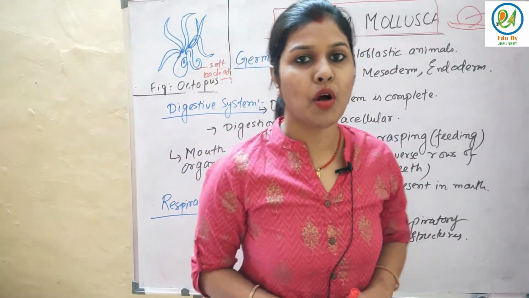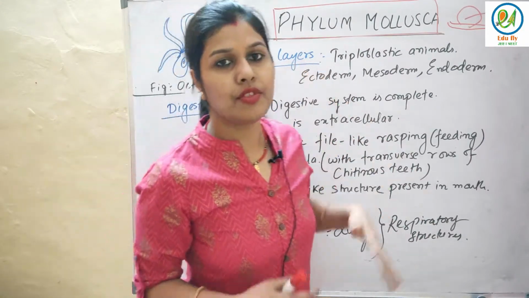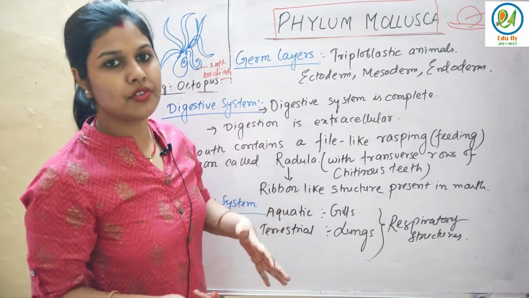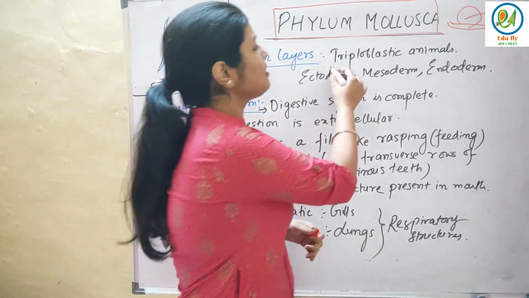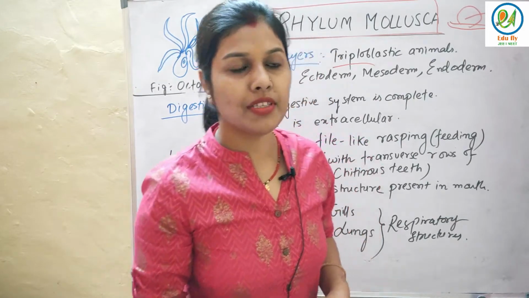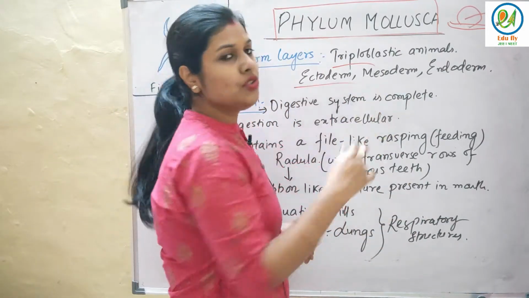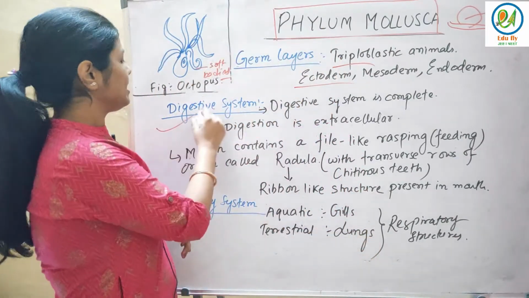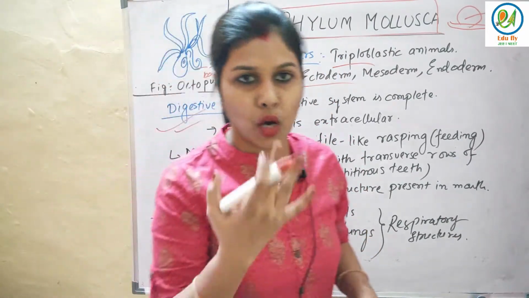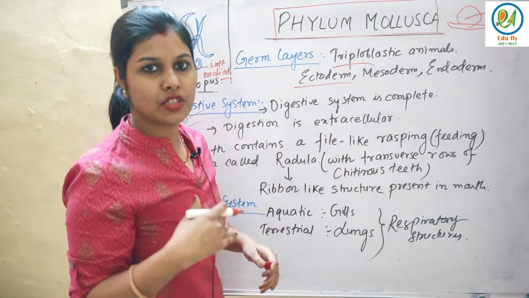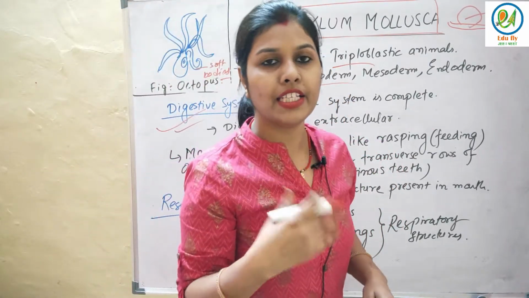So now we'll see the germ layers which are present in case of mollusk, and we'll see the digestive system and respiratory structure. Fine. So what about germ layers? They are triploblastic animals. They are moving to an advanced form. So triploblastic means they contain three germ layers: ectoderm, endoderm, mesoderm. Fine. Next, the digestive system is complete, which means mouth is there and anus is present. Mouth for ingestion and anus for egestion.